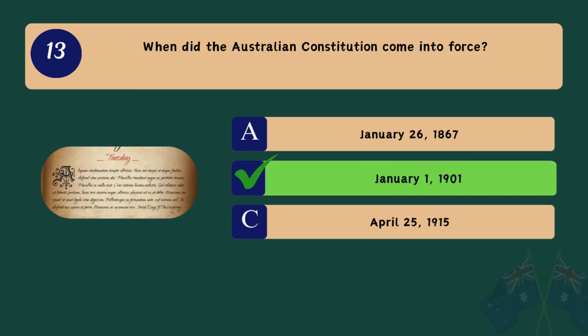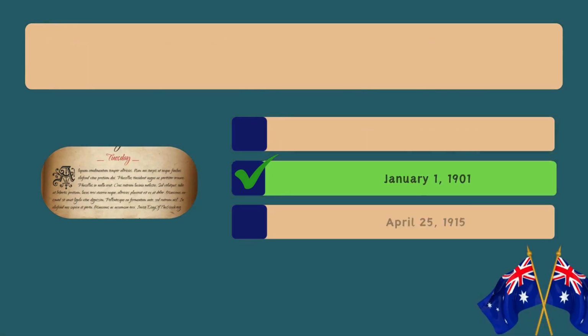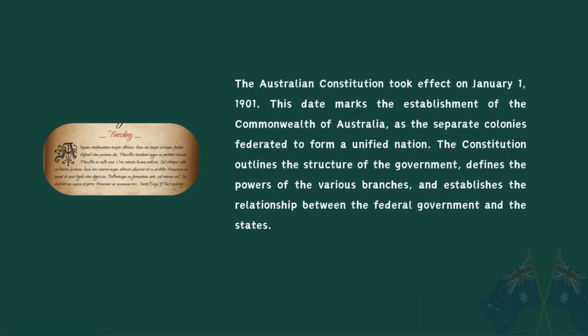Correct answer B. January 1, 1901. The Australian Constitution took effect on January 1, 1901. This date marks the establishment of the Commonwealth of Australia as the separate colonies federated to form a unified nation. The Constitution outlines the structure of the government, defines the powers of the various branches, and establishes the relationship between the federal government and the states.